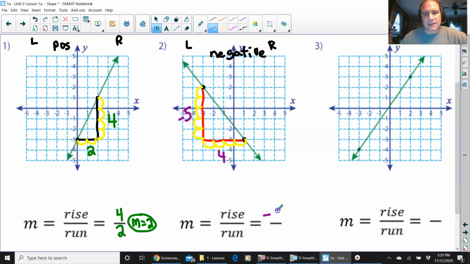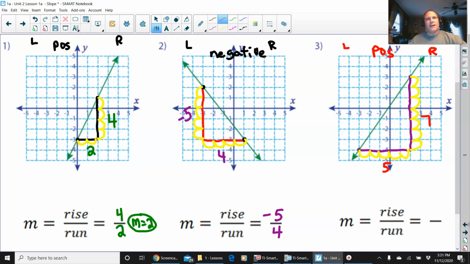So my rise is the negative 5. That's the number that goes up. So I'm going to put a negative 5. And my run is my 4. You leave the slope just like that. Please do not do anything with the slope to convert it into a decimal or a mixed number. Please leave it like that. All right, go ahead and do number 3. Press pause and try the problem now.